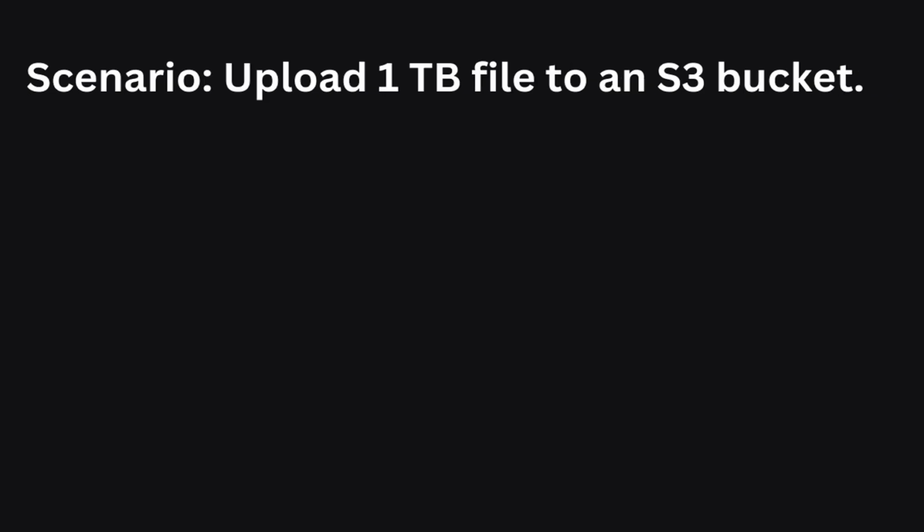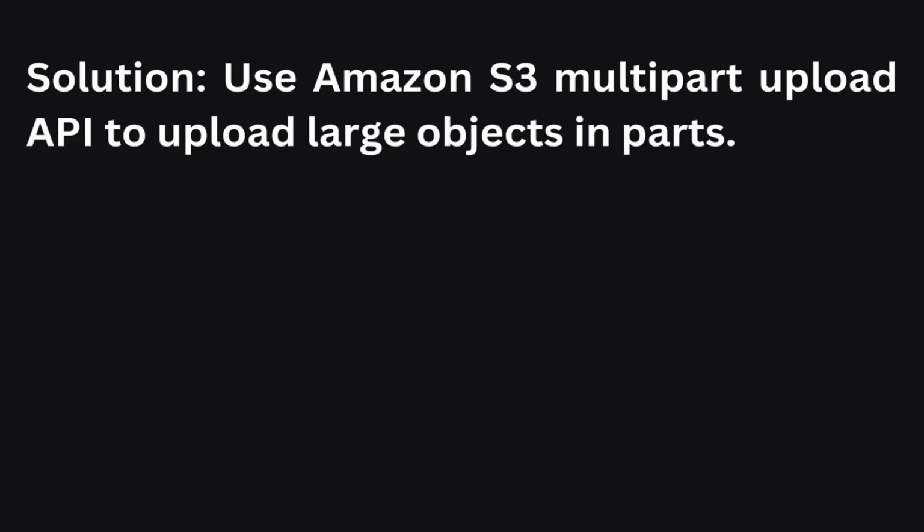In the next scenario, you have to upload 1 terabyte of file to an S3 bucket. How can you achieve this? The solution to upload large files efficiently to an S3 bucket is to use the Amazon S3 multipart upload API. This API allows you to upload large objects in parts, enabling parallel uploads and resumable transfer.